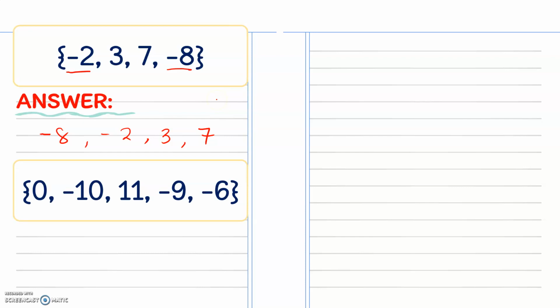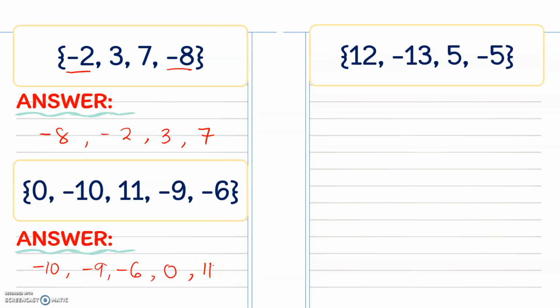Next, 0, negative 10, 11, negative 9, and negative 6. Again, since we're arranging these in increasing order, we'll look at the negative integers first. Among the negative integers here, negative 10 is further away from 0, so this is the smallest in value, followed by negative 9, then negative 6, then we have 0 before we go to the positive integer, which is 11.